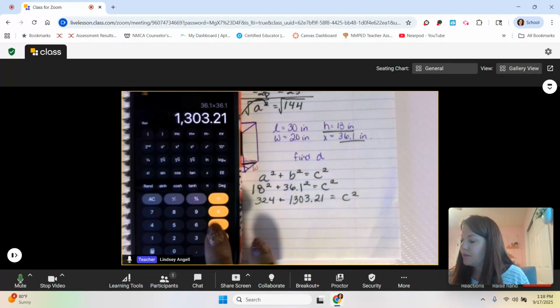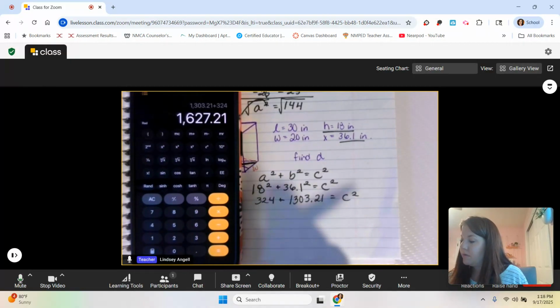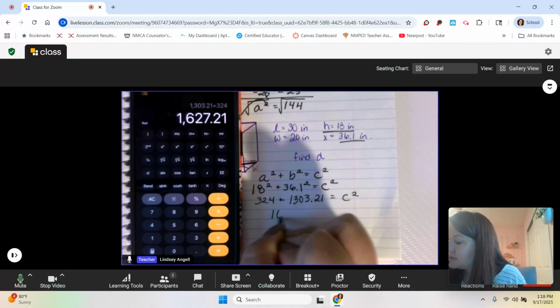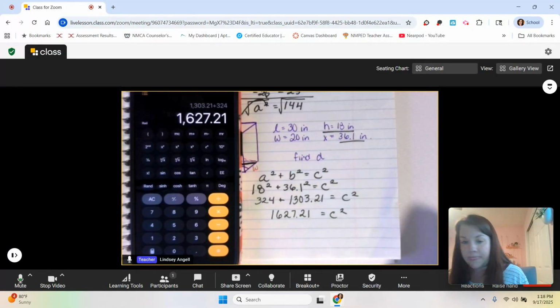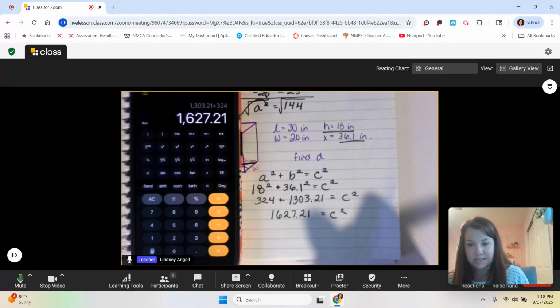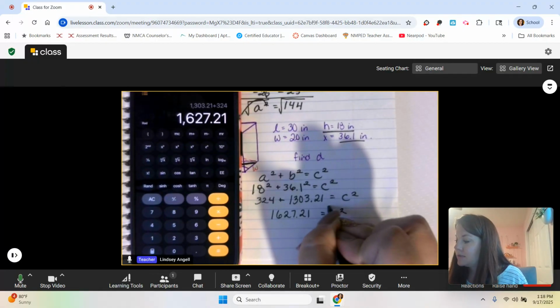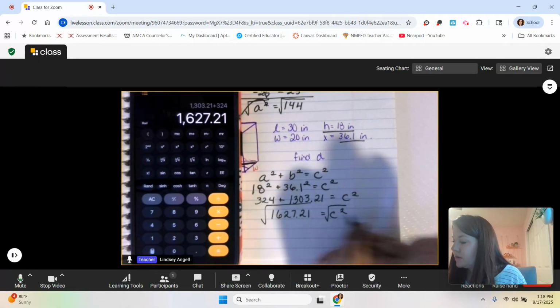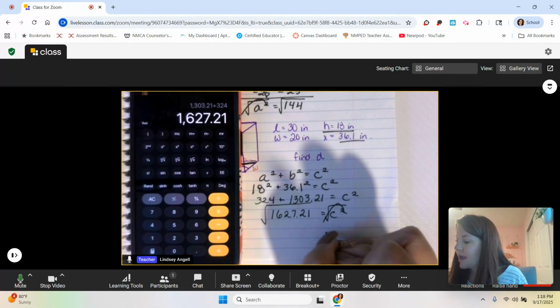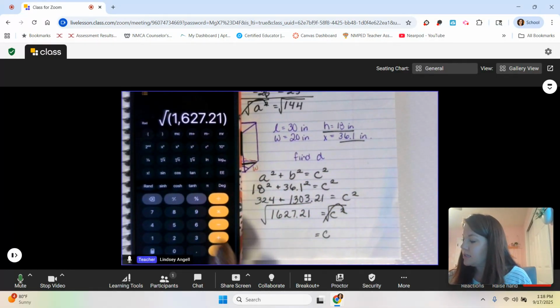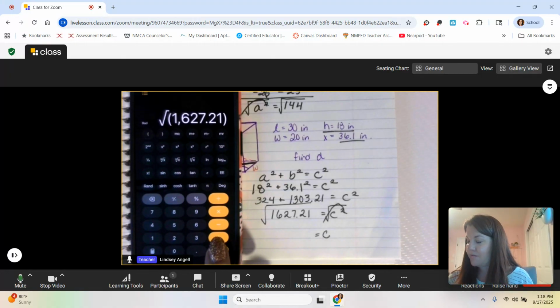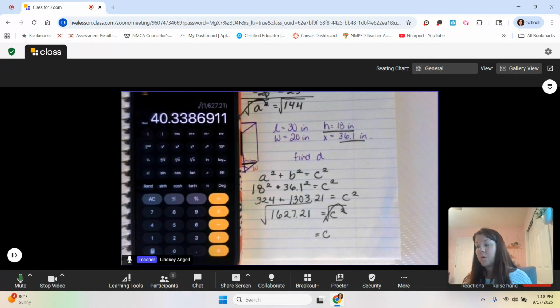Well, I'm going to add the 324 to it. Gives me 1,627.21 equals C squared. To get C by itself, I'm going to square root both sides. Those will cancel over on my right, and I'm left with C. So then, oh good, it worked. I was wondering if it would do it if I hit square root after the number, but it worked for me.